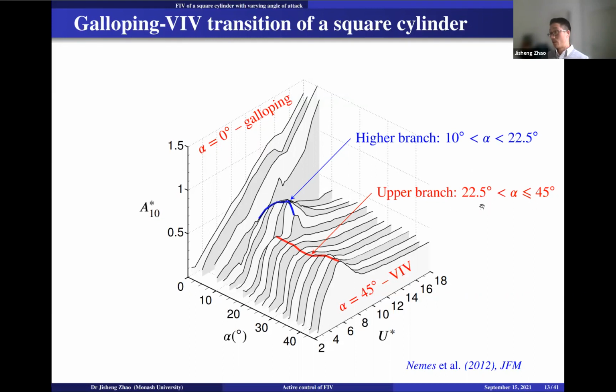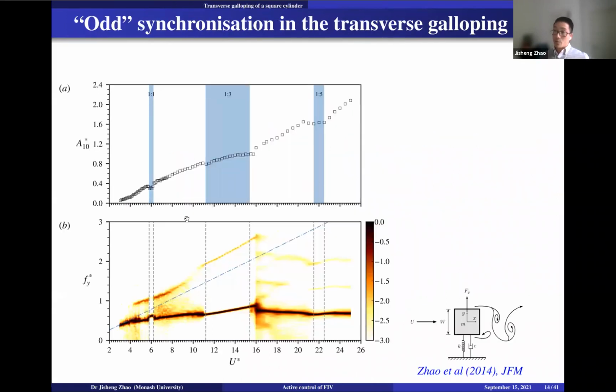This is the normal upper branch when it occurs. All right, and then I look more carefully at how the frequencies vary with U star for different regimes. So for example, for the 0 degree case, it's not pure galloping either. And then there's a kind of combined effect of galloping and VIV, say, in this region.